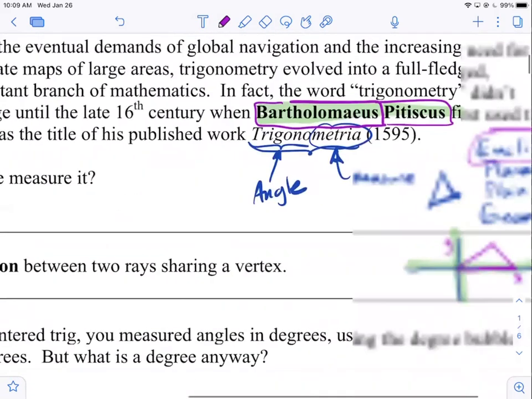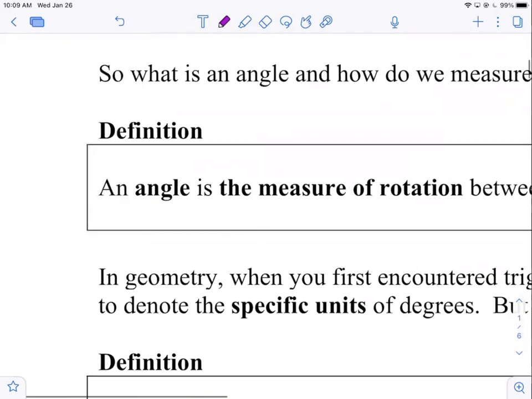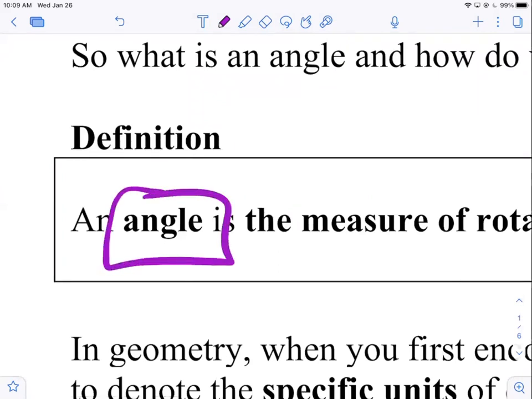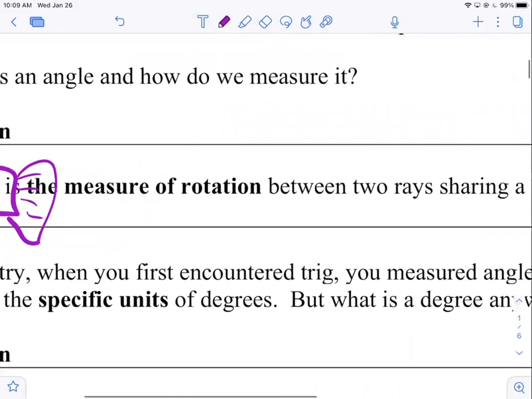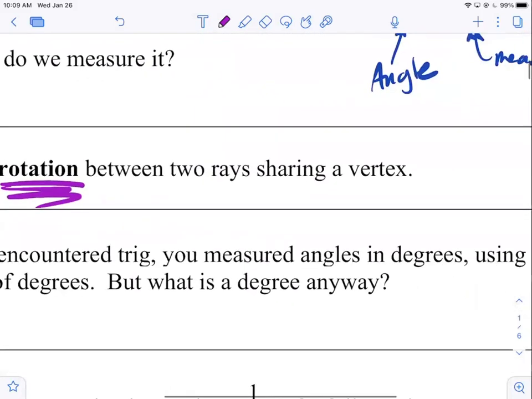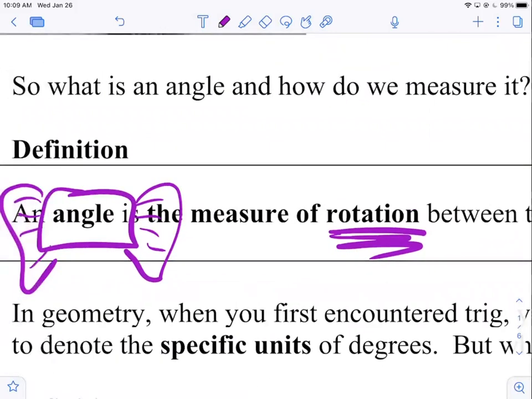All right. So we talked about trigonometry then being an angle measuring study. We need to define what an angle is. So here it is. An angle, right? And be careful, that's not angel, right? It's easy to kind of get the two confused. An angle is nothing more than the measure of rotation between two rays sharing a vertex. Okay, so real quickly, what does an angle measure? Rotation. Don't forget that an angle measures rotation. It doesn't measure distance, it measures rotation.